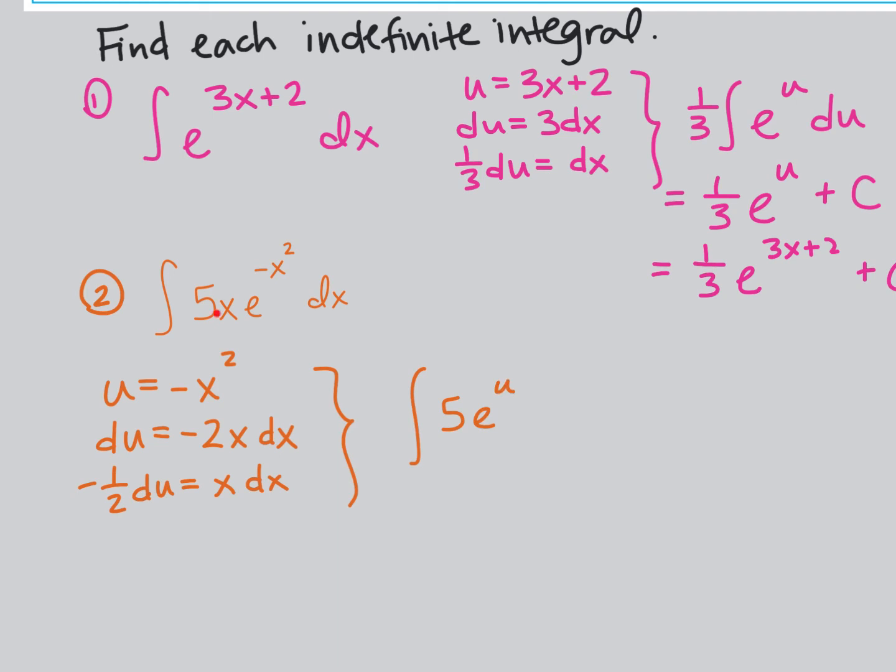And then the x dx gets replaced with negative 1/2 du. The negative 1/2 can come out front, and the du can stay there. We can actually rewrite this and bring the 5 out front, so it'll become negative 5/2 the integral of e to the u du.